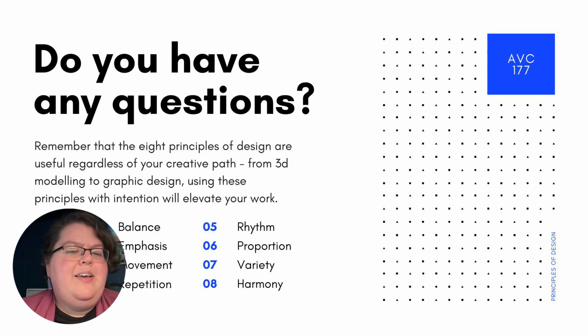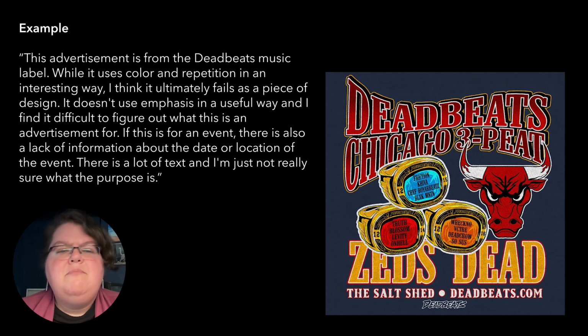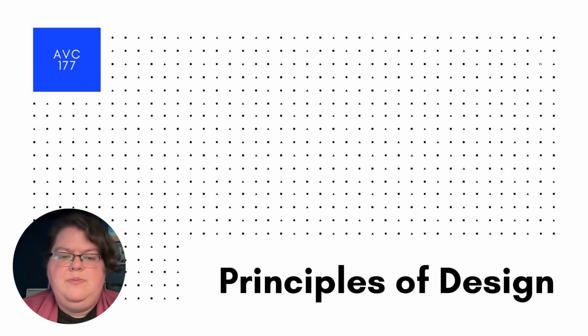Let's look at an example of what I'm expecting from you. This advertisement is from the Dead Beats music label. While it uses color and repetition in an interesting way, I think it ultimately fails as a piece of design. It doesn't use emphasis in a useful way, and I find it difficult to figure out what this is an advertisement for. If this is for an event, there's also just a lack of information about the date or location of the event. There's a lot of text, and I'm just not really sure what the purpose is.